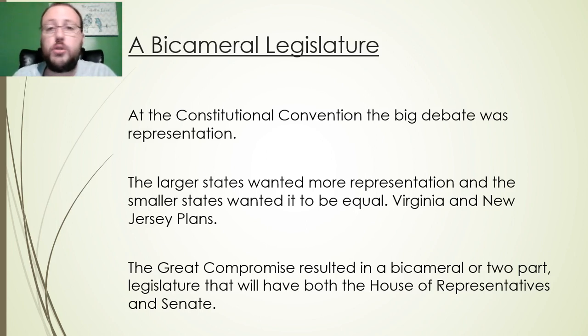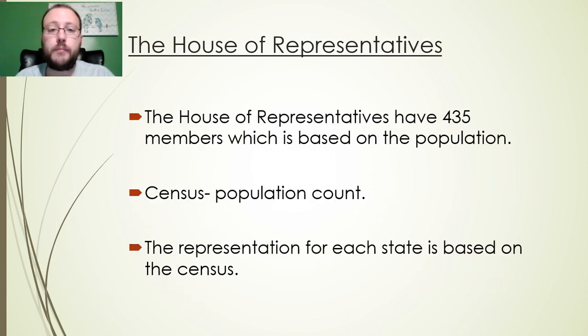The Great Compromise, or the Connecticut Compromise, resulted in a bicameral, or two-part, legislature that would have both the House of Representatives and the Senate. So this is part of this. This bicameral legislature is a two-part. It has the House and the Senate, and that's what we have today. The House of Representatives has 435 members and is based on population. This is where the census comes in.